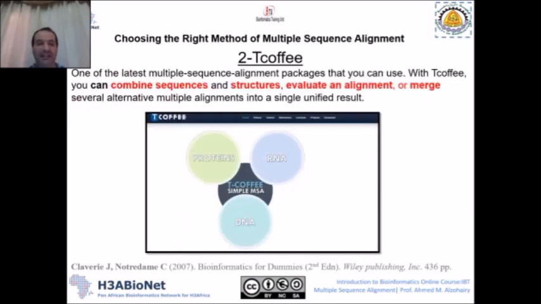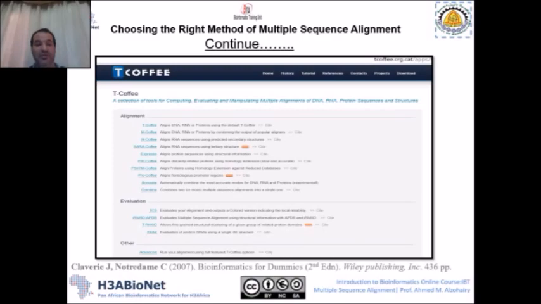The second one is T-Coffee. T-Coffee combines sequence and structure, evaluates the alignment, and can merge several multiple alignments into one. That's why it has many techniques and many modules inside it, and a lot of options. So the T-Coffee package is very good for people who would like to have many options inside the same package.